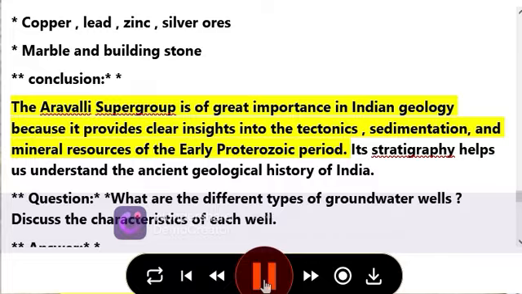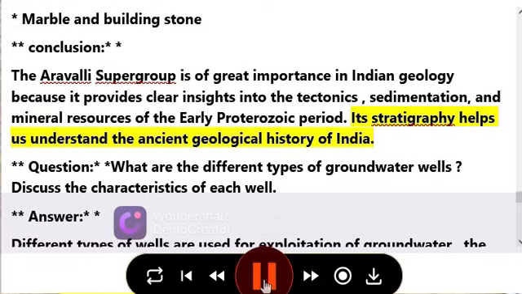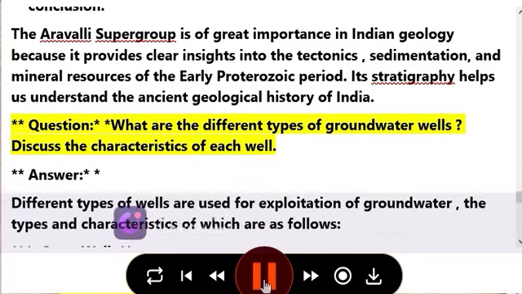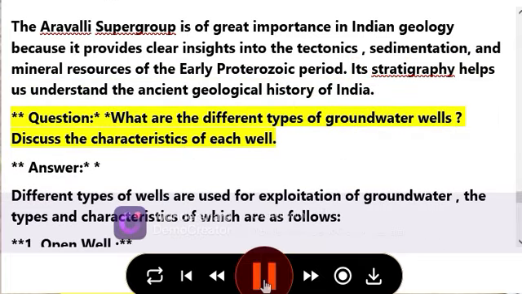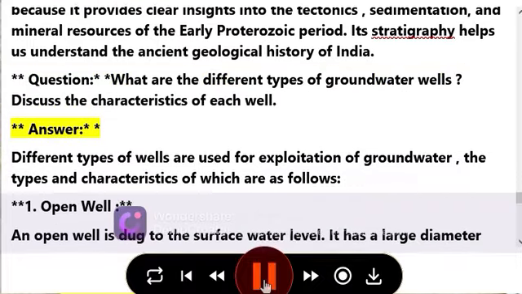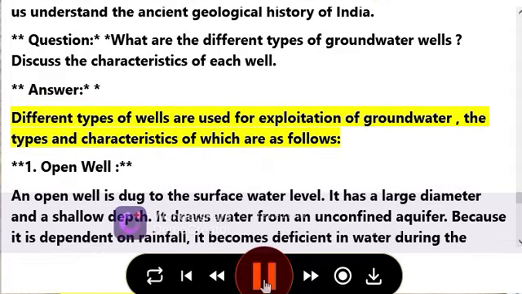Conclusion: the Aravalli supergroup is of great importance in Indian geology because it provides clear insights into the tectonics, sedimentation, and mineral resources of the early Proterozoic period. Its stratigraphy helps us understand the ancient geological history of India. Question: what are the different types of groundwater wells?